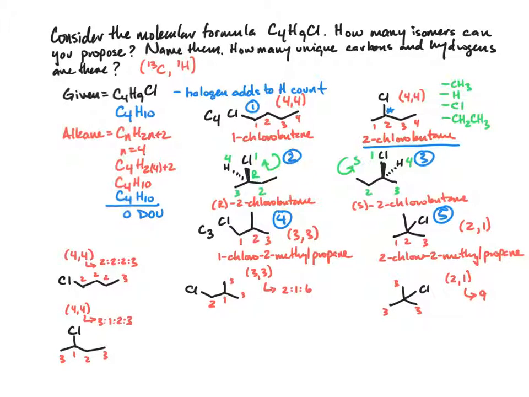So in this exercise, we've looked at C4H9Cl. We've proposed isomers, we've named them, we've used the Cahn-Ingold-Prelog rules, and then we've revisited carbon and hydrogen uniqueness in relationship to differentiation by proton NMR.